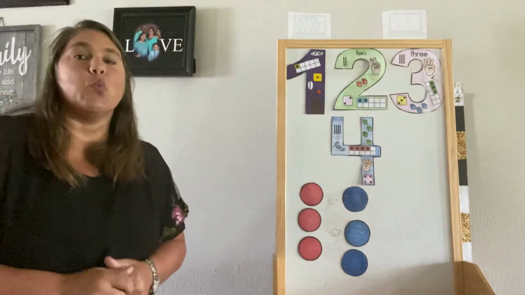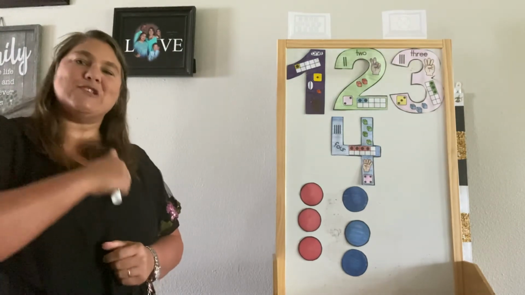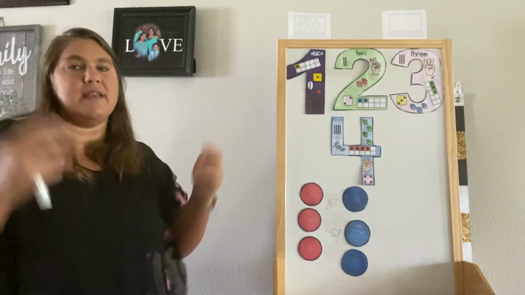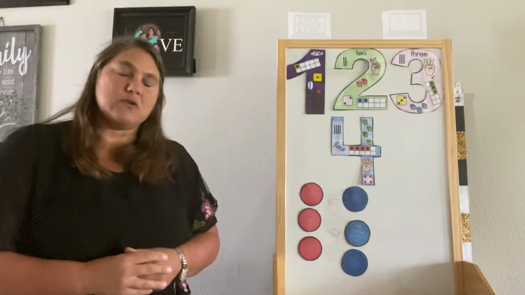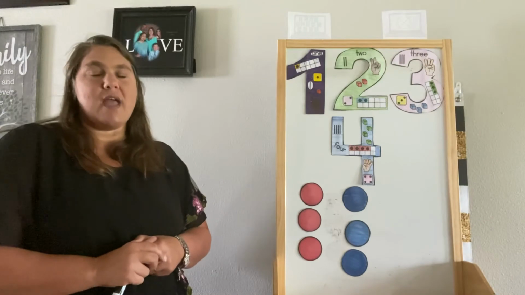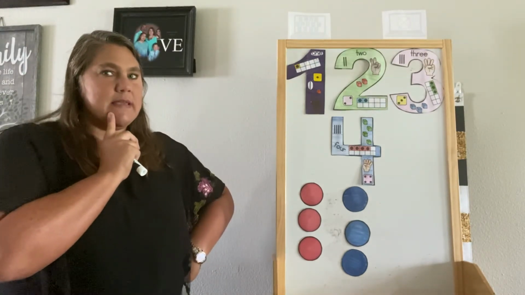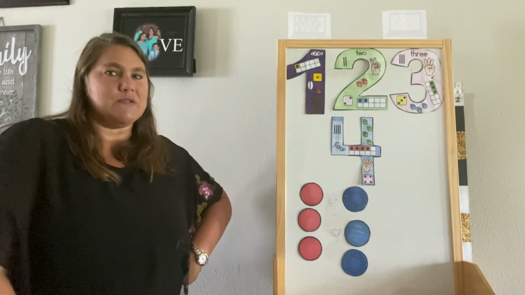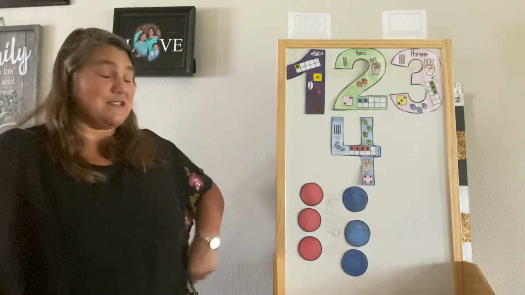How many red circles do I have? Great job. 3. You automatically knew that was 3. You didn't have to count anything. Now, how many blue circles do I have? That's right. 3 red and 3 blue. Let me think. Do I have more red circles or more blue circles? Trick question. Let's look to find out.